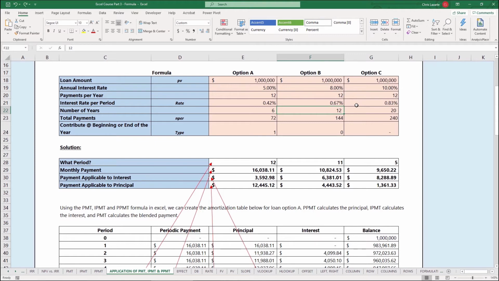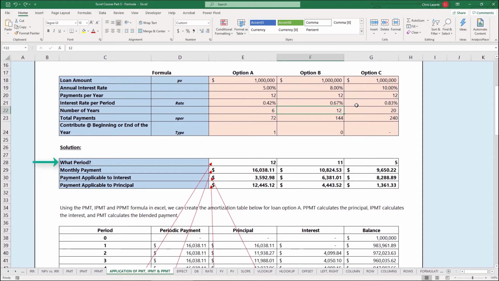what the payments are in total for a specific period, as well as the interest and principal portions for those periods. So for instance, for option B, I can see in month 11 what the total payment will be. It's $10,824.53. I can see the interest and principal, and I can do the same for option C. Now, the way in which I've set up this formula is that it's contingent on what I put into row 28.